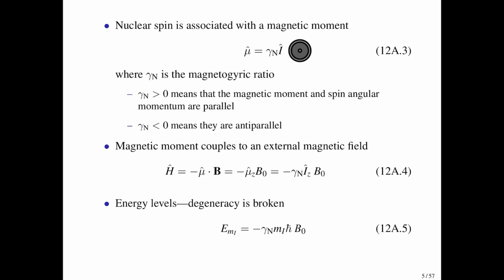Well, that magnetic moment can couple to an external magnetic field. So the idea here is you put your nuclei in a magnetic field. There's a coupling between the nucleus's magnetic moment and the magnetic field, and that's illustrated by this Hamiltonian here. Okay, so there's a dot product involved. These are both vector quantities, right? The magnetic field vector points in a certain direction. The magnetic moment points in a certain direction.